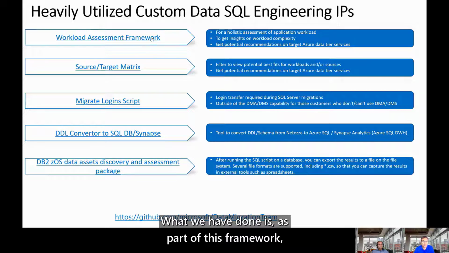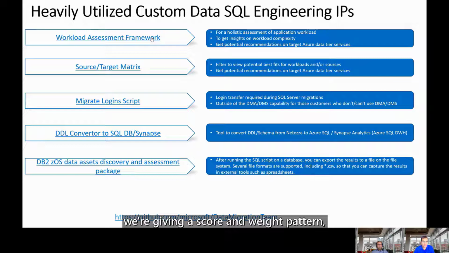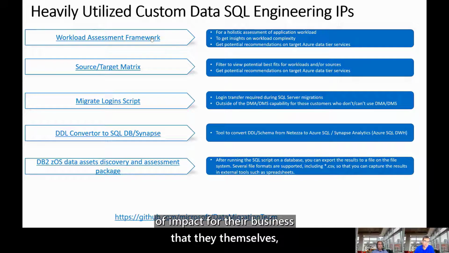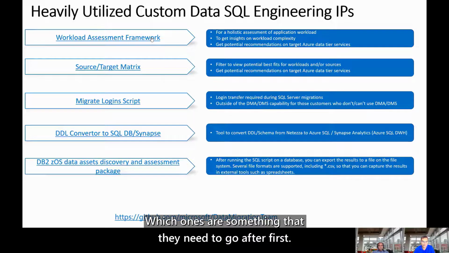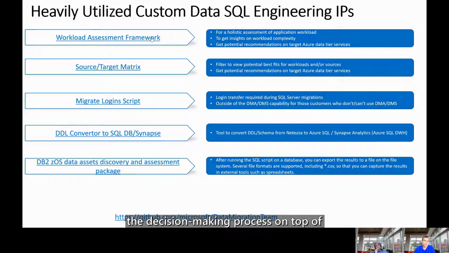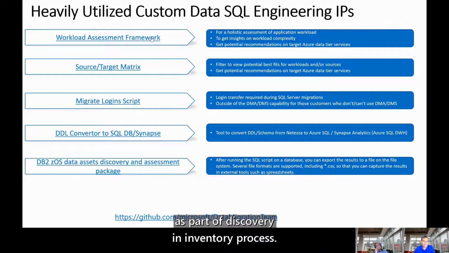So what we have done is, as part of this framework, we are giving a score and weight pattern and very customizable area and sub-area of impact for their business that they themselves, like an individual customer or a line of business within that customer, can go and assign, right? And based on that, they can derive a workload complexity and then profile different complexity applications in many clusters. And that way it's very easy, tying it back to what DMA or Azure Migrate can provide from discovery output, to see which ones they need to go after first, right? So this customizable assessment framework aids the decision-making process on top of what Azure Migrate or DMA will provide, as part of the discovery and inventory process.